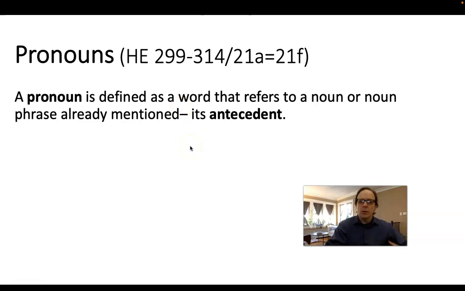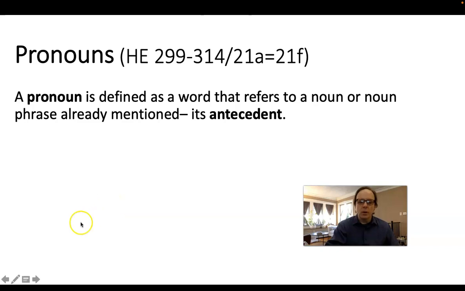And of course, pronouns are one of the most important parts of speech to be comfortable with because you always have to have a subject and a verb in every complete sentence. And a pronoun is one of those options for your subject. It's either going to be a noun or a pronoun. A pronoun is a word that refers to or replaces a noun or noun phrase. And then it has its antecedent, and that's the word that it's actually replacing.